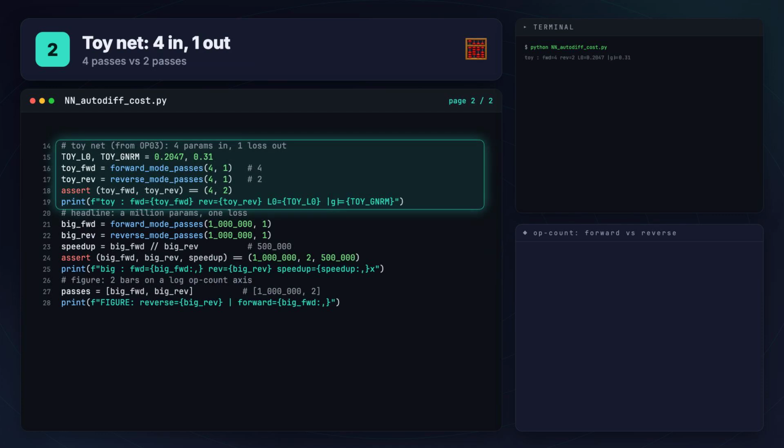Second block, the toy net. We set n_in to 4, n_out to 1. The 4 parameters from the previous episode's net and 1 loss. Forward mode reports 4 passes, reverse reports 2. We also assert the loss and grad norm constants 0.2047 and 0.31, so this file stays welded to the backprop episodes. If someone edits those, this script screams.